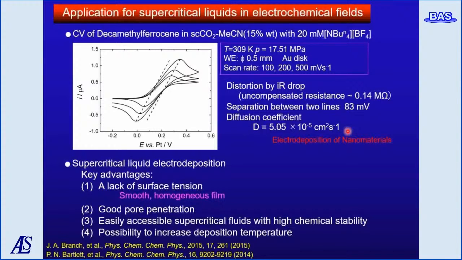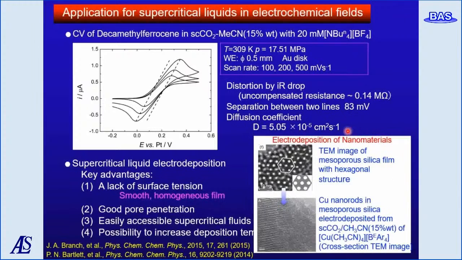When a copper acetonitrile complex is dissolved in supercritical fluid, it can be electroplated on silicon nanopores arranged in a hexagonal crystal system. Copper nanorods are formed in the nanopores. Thus, supercritical fluid is a very useful medium for nanoscience processing.